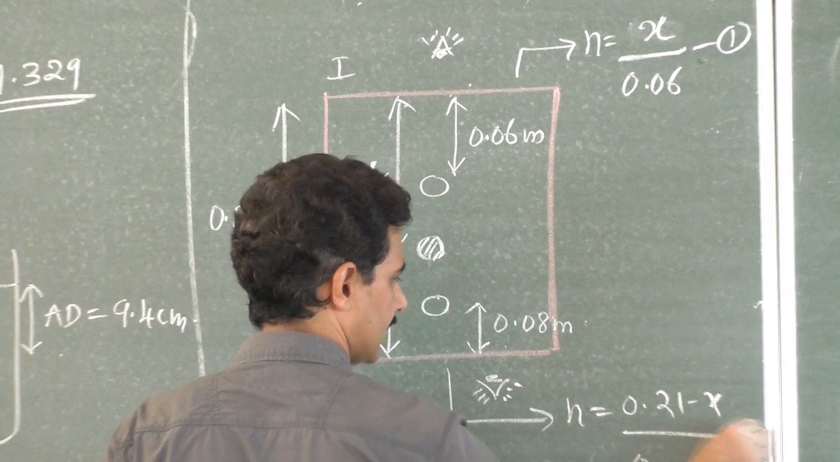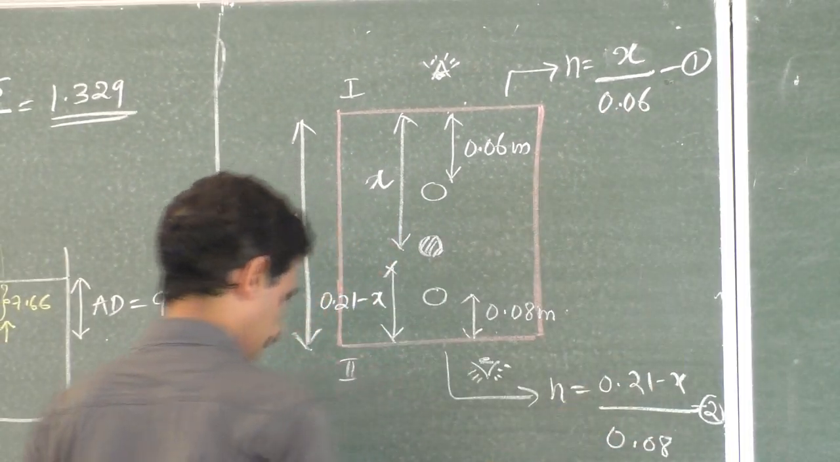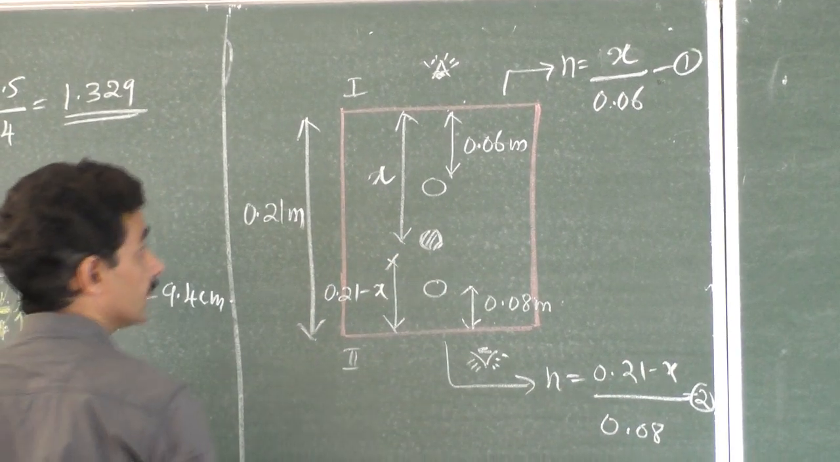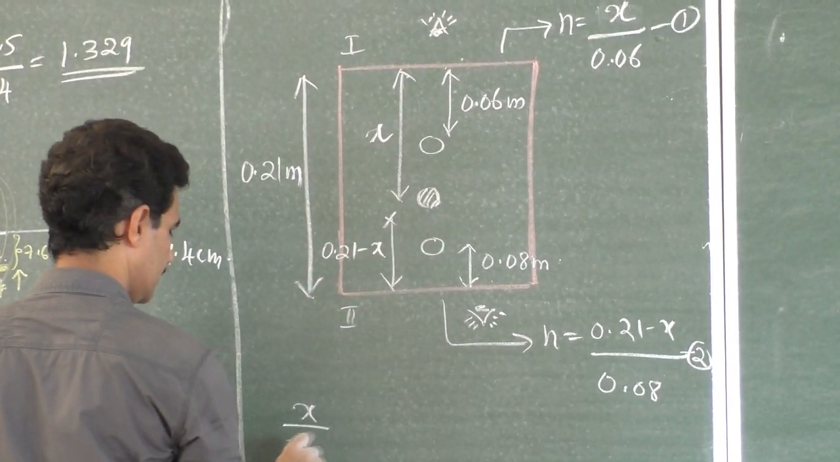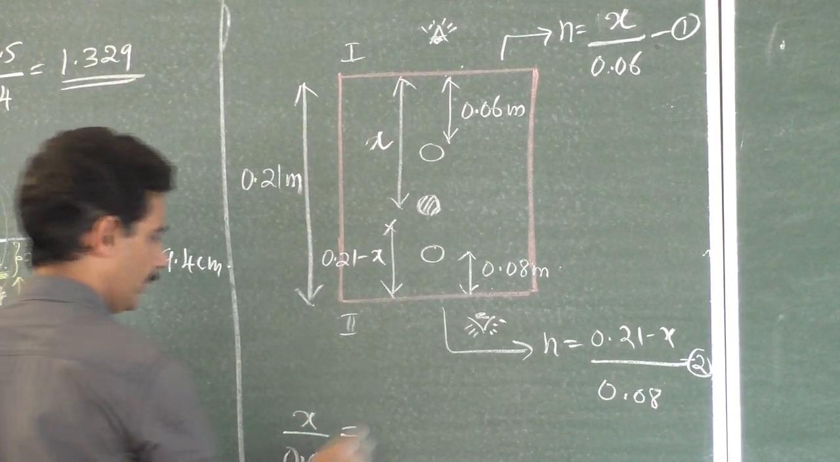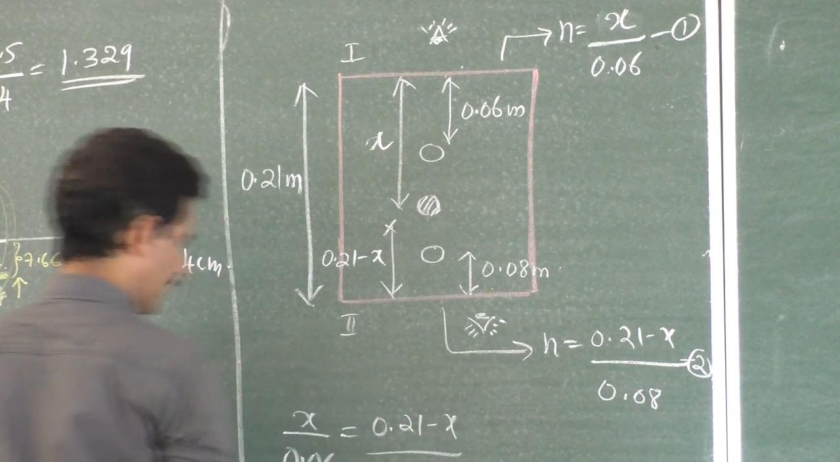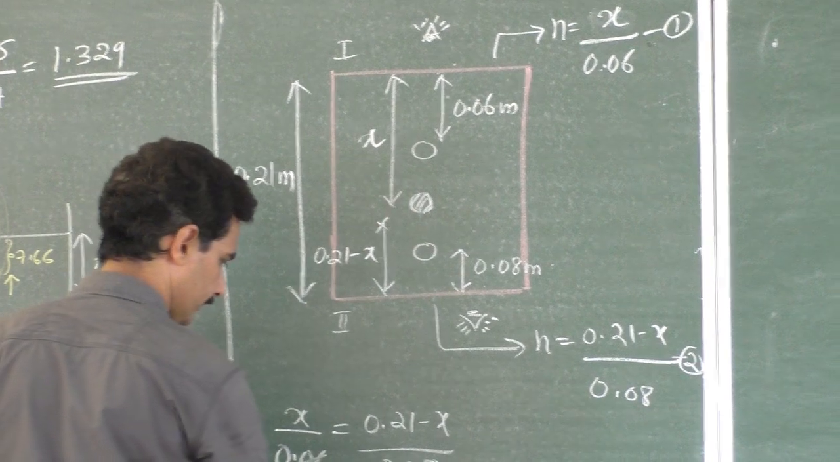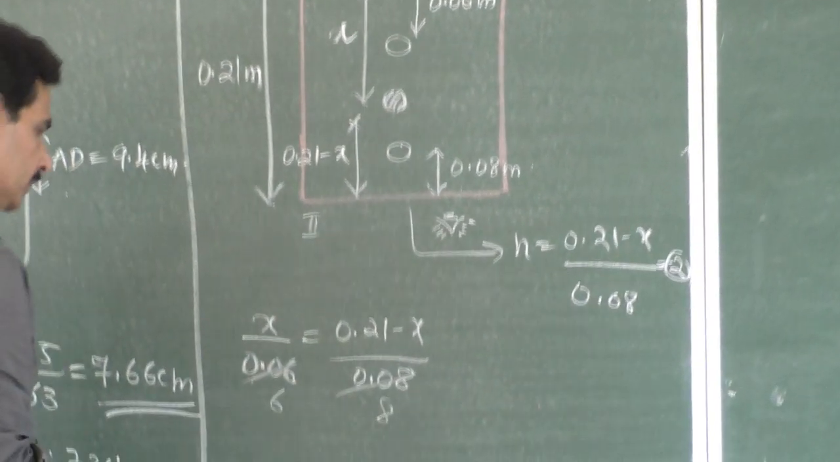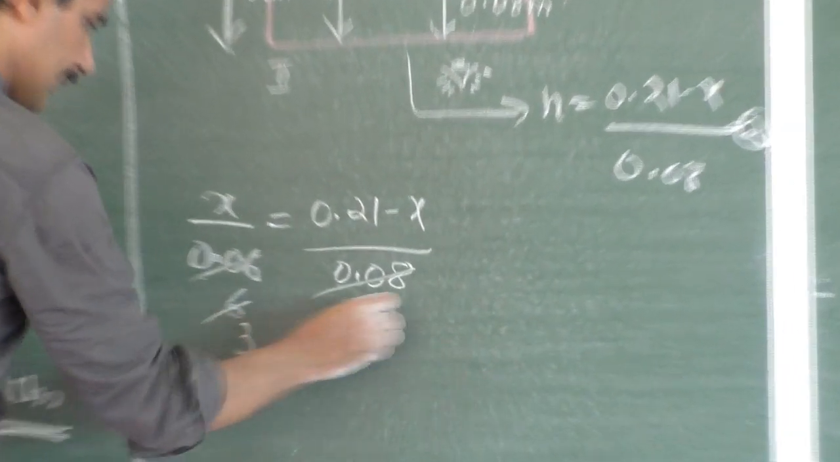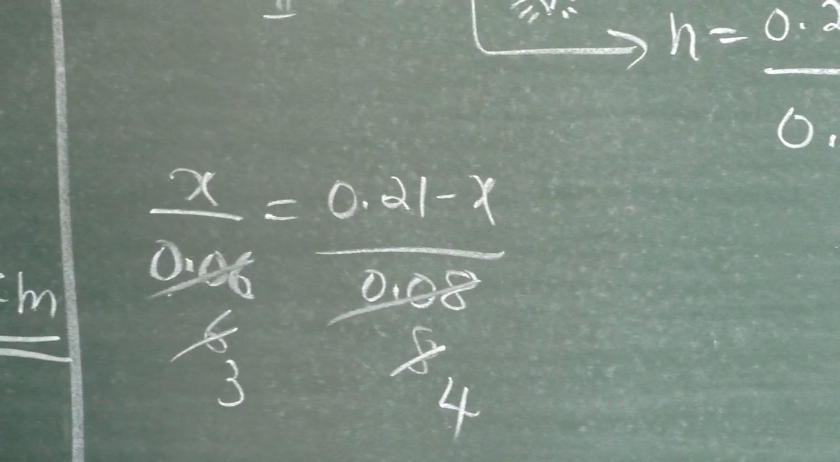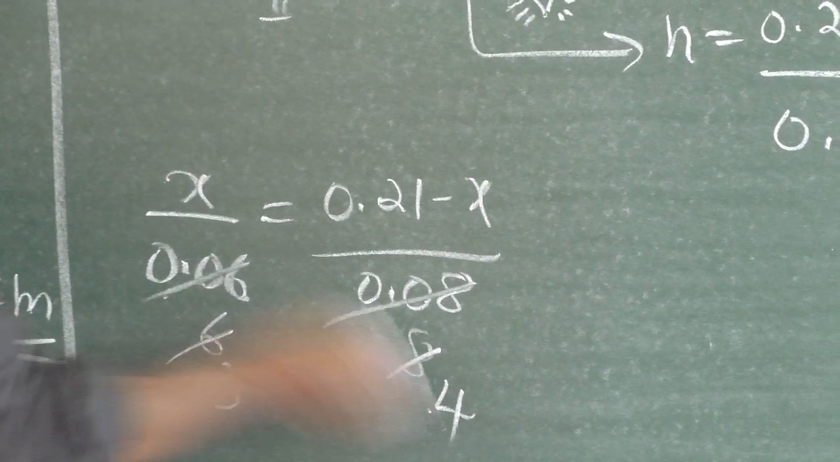Now the left-hand sides are the same for these two equations, so why can't the right-hand sides be? So x by 0.06 is equal to (0.1 minus x) by 0.08. I can take it as 6 and 8 because 0.01 is common in both, that I can cancel. 2 3s are, 2 4s are. 4x is equal to, what is here?